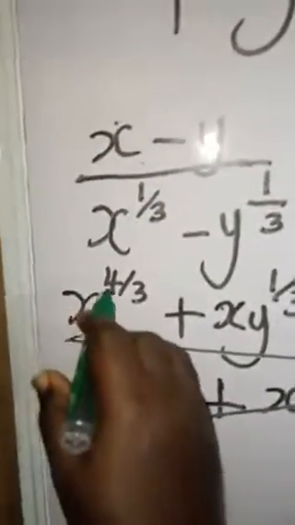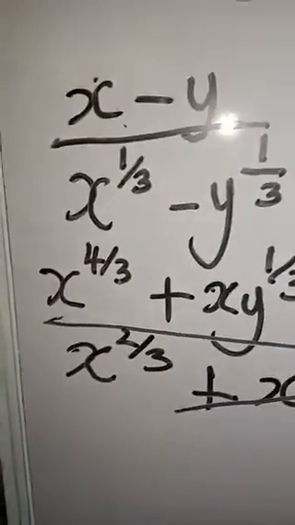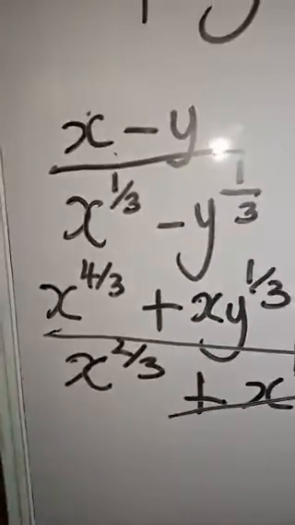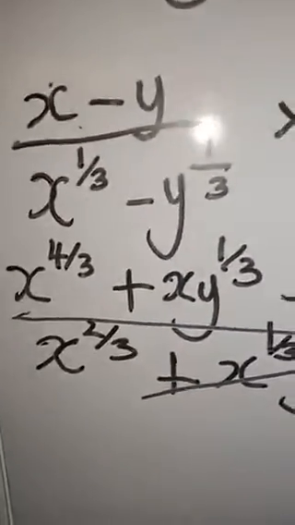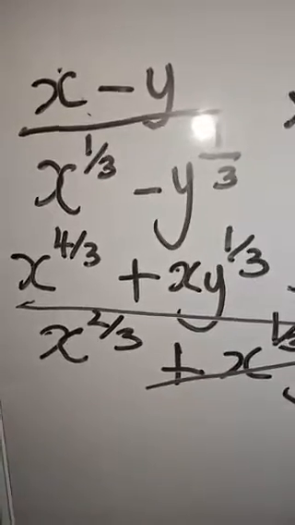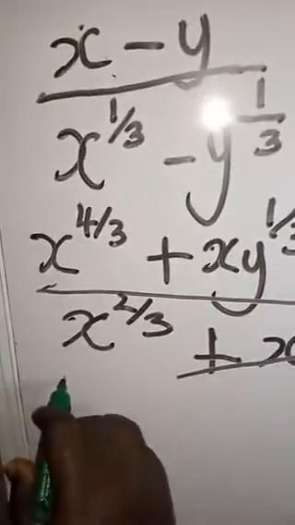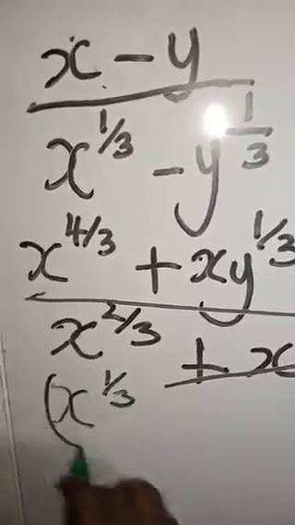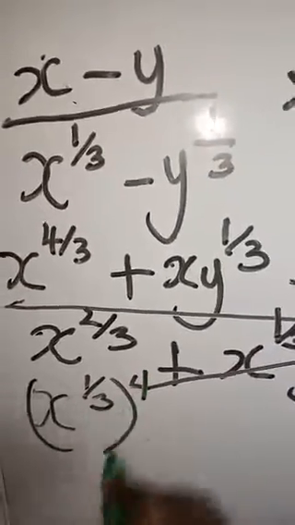Up here, I want to rewrite this x raised to power 4 over 3 in terms of 1 over 3 so as to have a common factor. Now, according to law of indices, this is the same thing as x raised to power 1 over 3 raised to power 4.